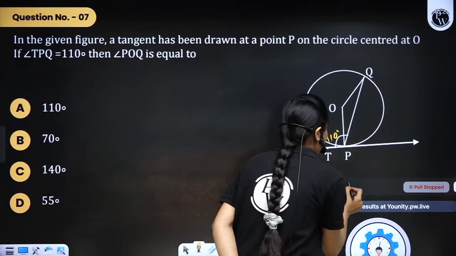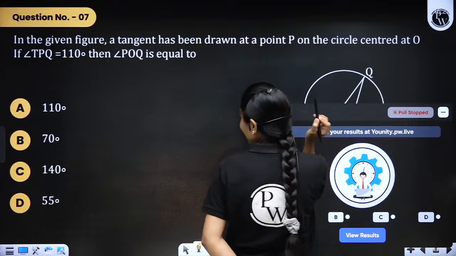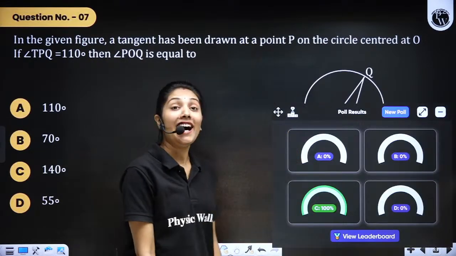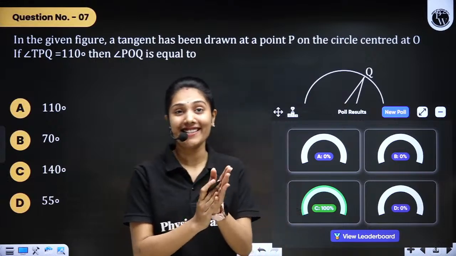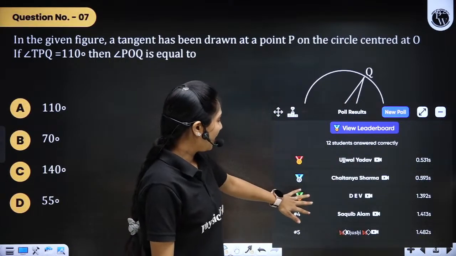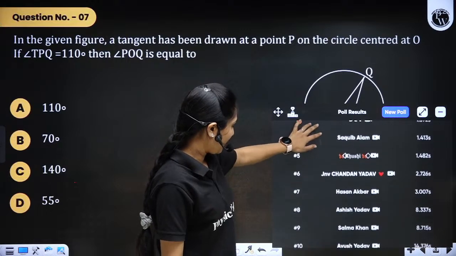And the answer is C for correct. Yes. Again 100%. That's correct. That's correct. Very good, beta. So, Ujjwal, Chaitanya and Dev, good, beta.